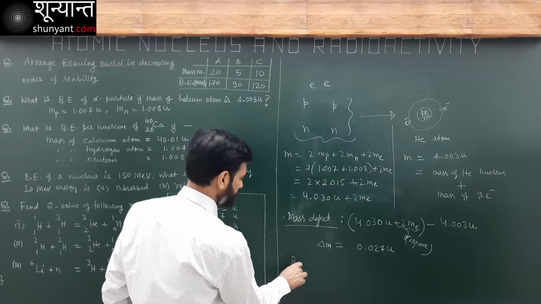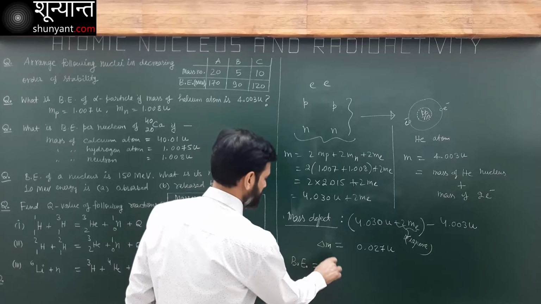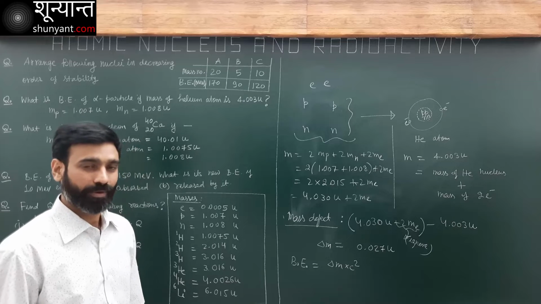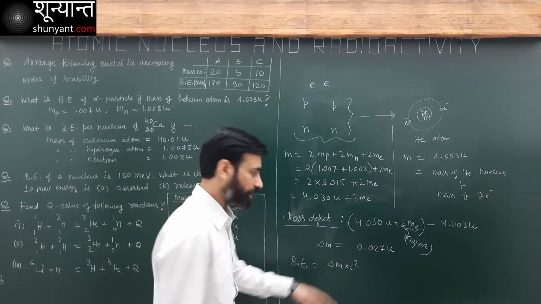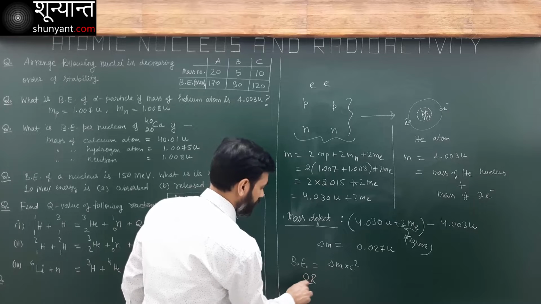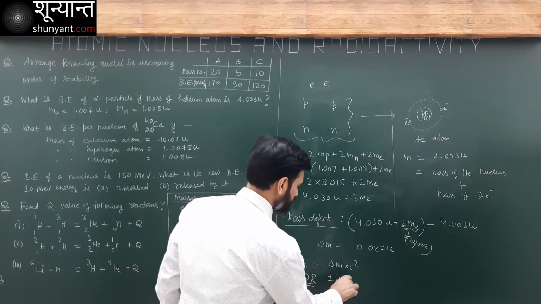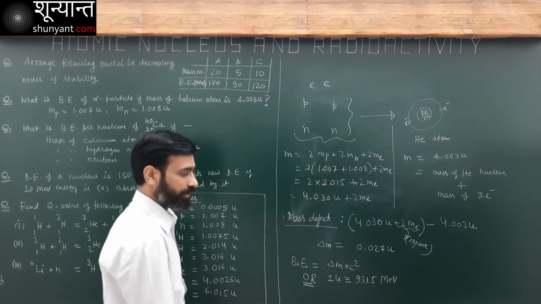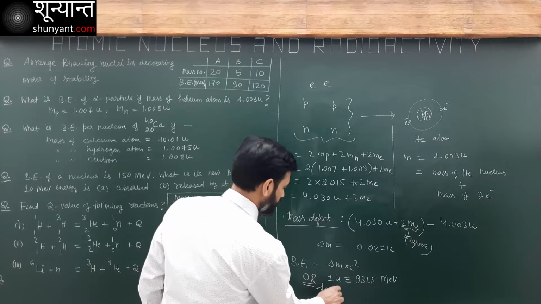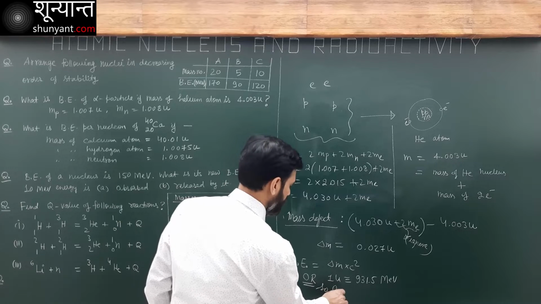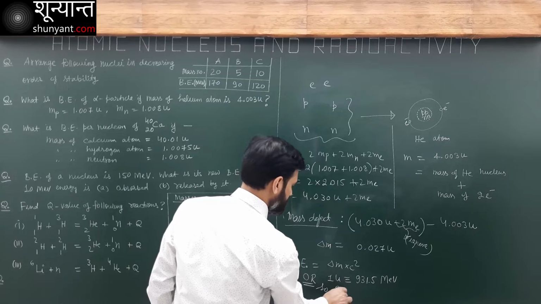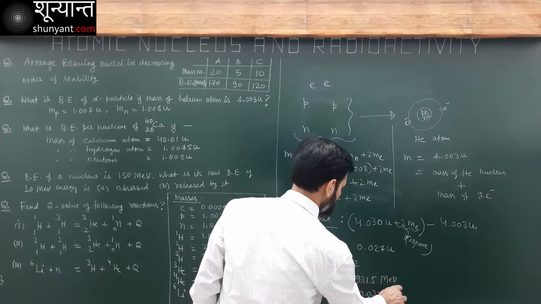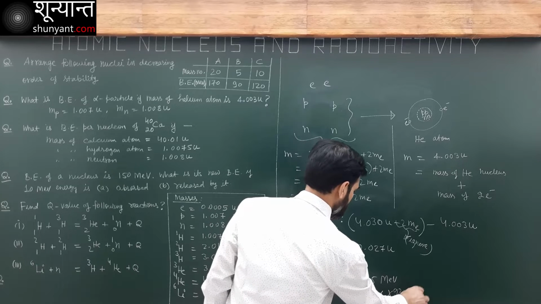Then binding energy is delta M times C square. Either I can use this, or I can write 1 U is equivalent to 931.5 mega electron volt. So binding energy is equal to 0.027 times 931.5 mega electron volt.